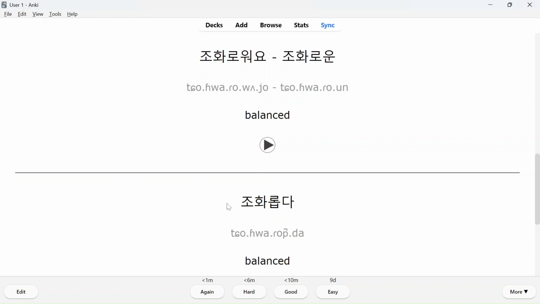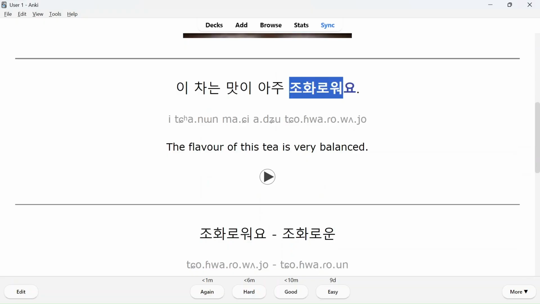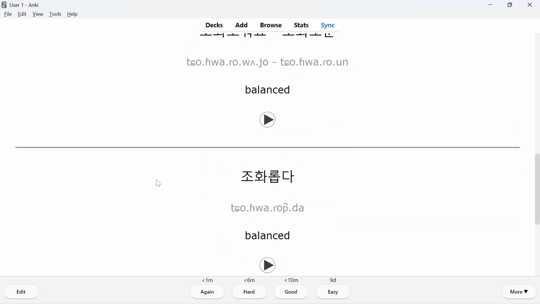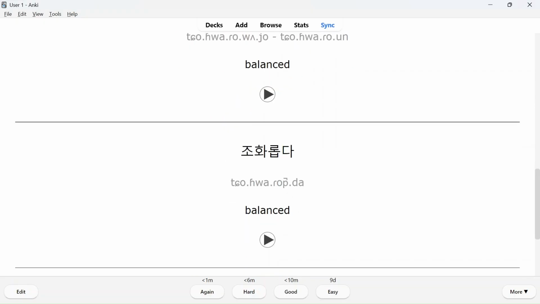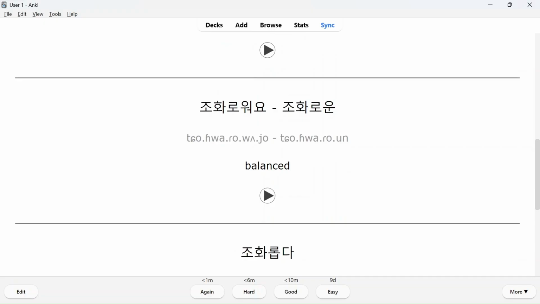So one more time, we see here two different versions of the same adjective. They're not different words, but two different versions of the same word. The polite form is what you would use in sentences, which you can see over here. This is the polite form. You can see over here it's in a sentence. And the dictionary form or the base form is simply the version of the adjective that you use to look up in the dictionary.